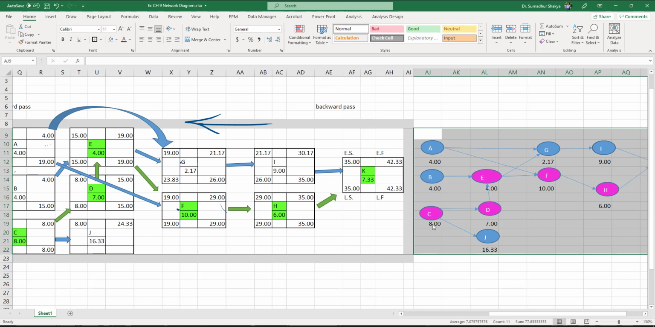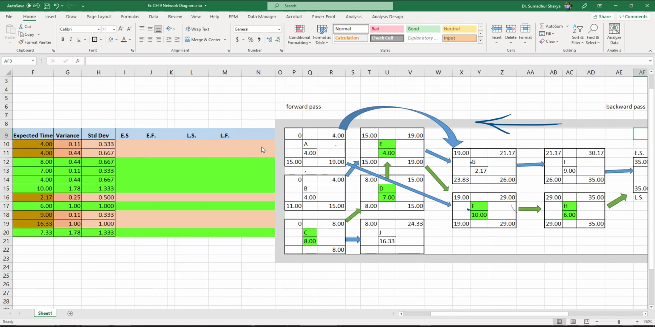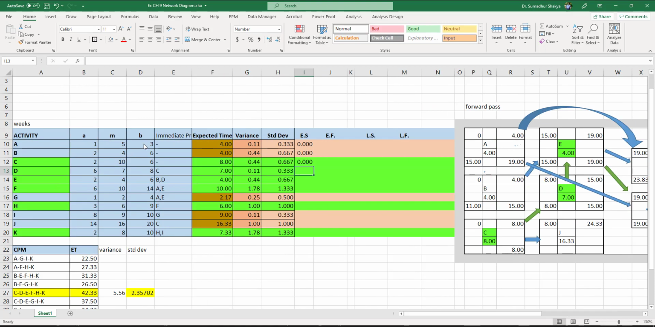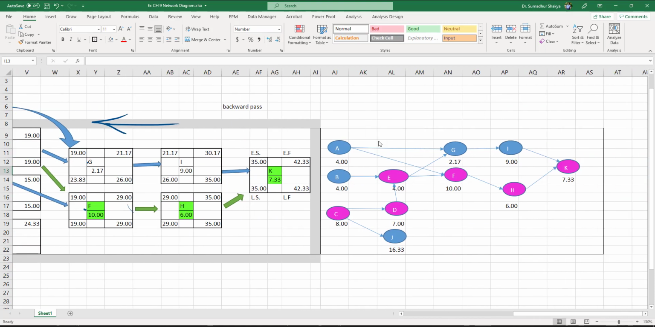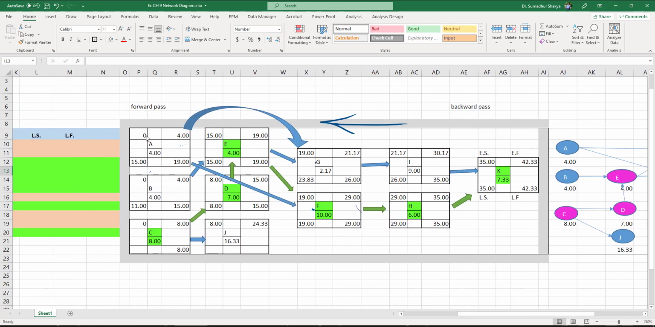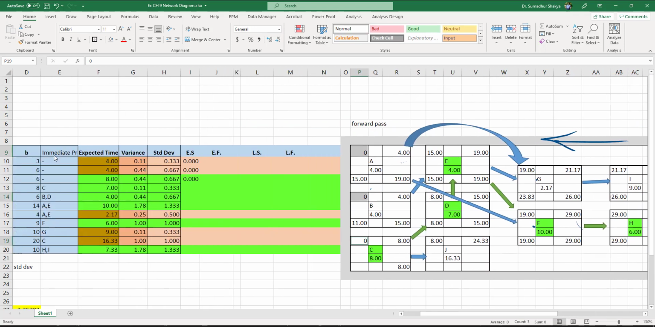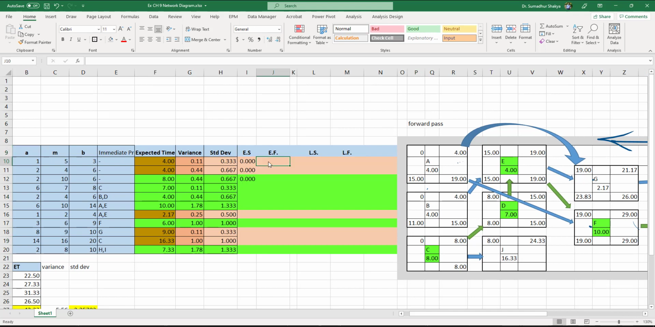If you know the latest start time, let me bring this right here. The easiest thing to do is 0, 0, 0. These are the earliest start time for A, B, and C. Okay, so the earliest you can start activity A, B, and C is 0. You've already calculated A, B, and C as 0. So wherever you want to pick up the numbers from, it's going to be the same.